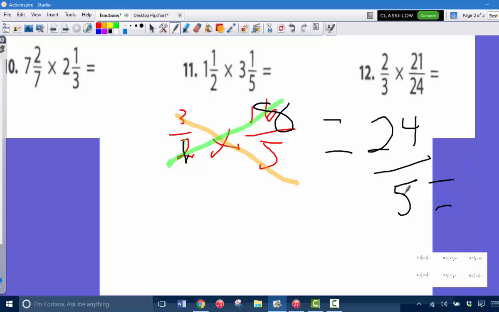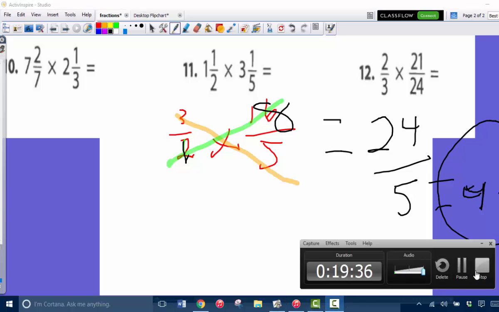Oh, I was on the right track. And then this will change into an improper. 5 goes into 24 4 times. 4 left over, keeping the same bottom number. There it is, number 11. 4 and 4/5.